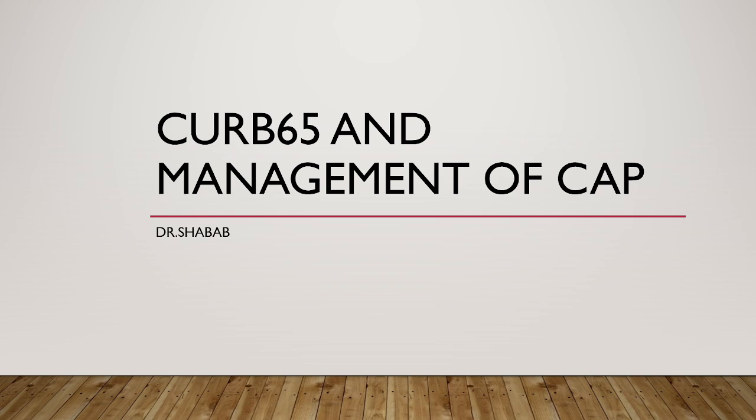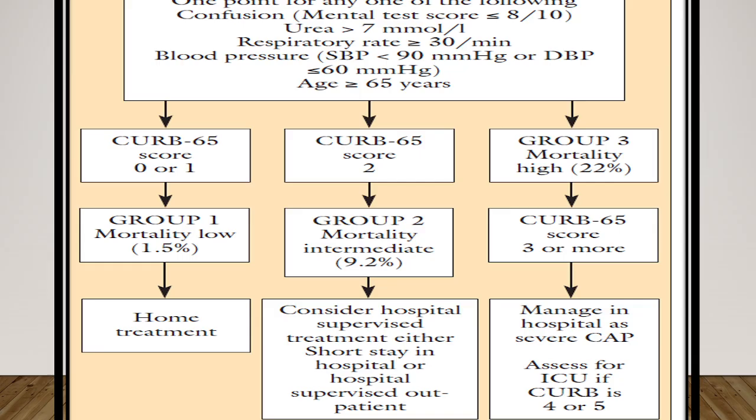So let's get started. In CURB-65 scoring, at first we have C. C means confusion. So how will we score the confusion? In the mini mental state score, or the mental test score, the score will be less than or equal to 8 on 10. Then comes U. U means urea, when the urea is more than 7 millimole per liter.